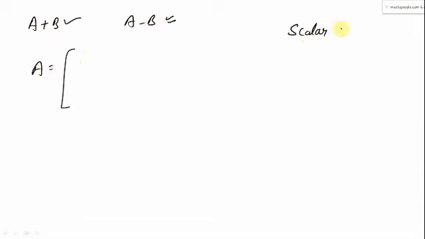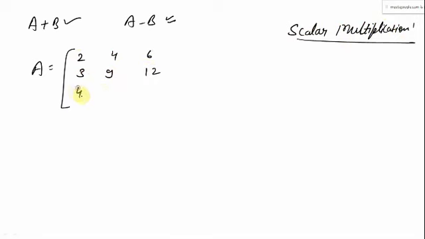Now the A plus B is done. A minus B is also done. Now there is one thing, we call it scalar multiplication. Now what is this? Suppose A is equal to 2, 4, 6, 3, 9, 12, 4, 12, 16.